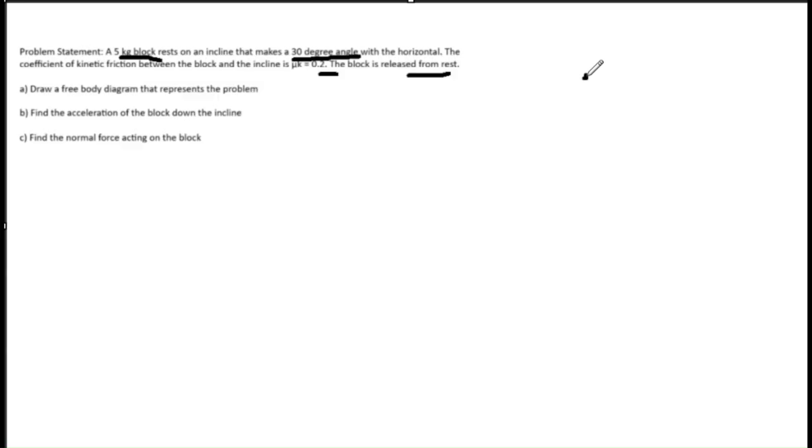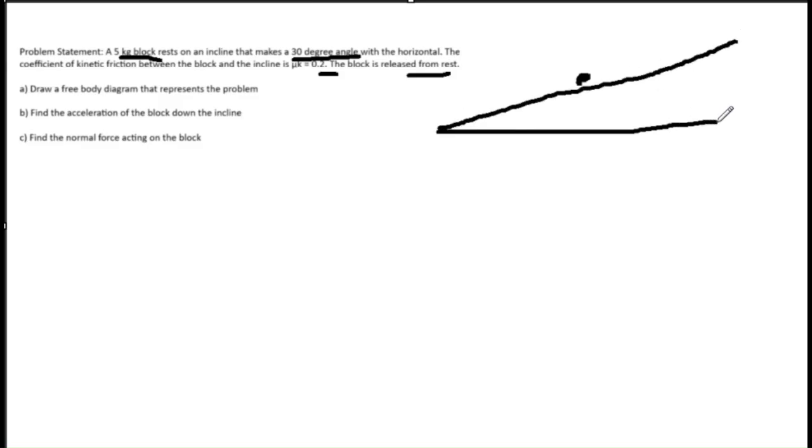So as always, for free body diagrams, we should represent it as a dot, and I'll draw the incline right here. Okay, and it mentions that there's a 30-degree angle. So this is 30 degrees. To start off with this free body diagram, what I usually do is draw out the gravitational force, as it's the easiest one.